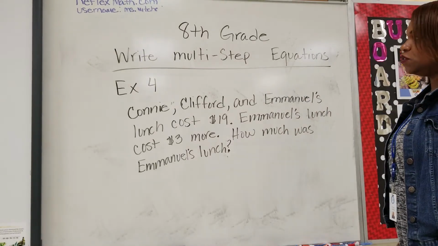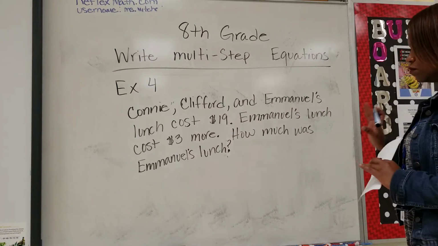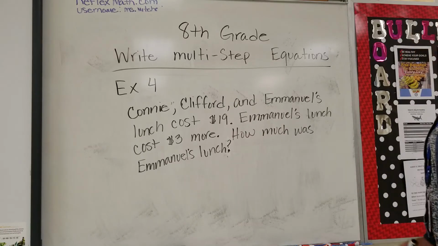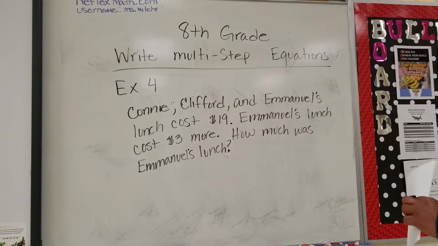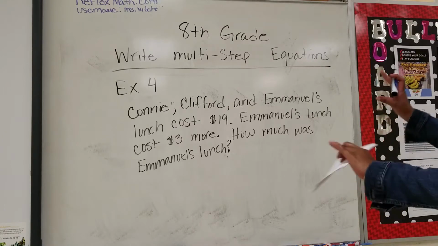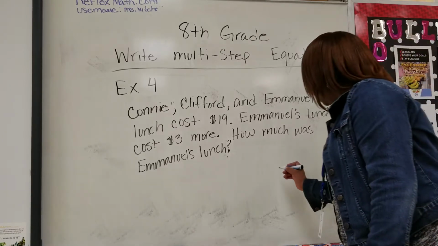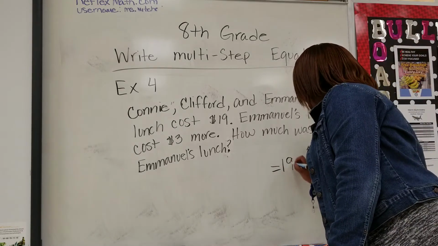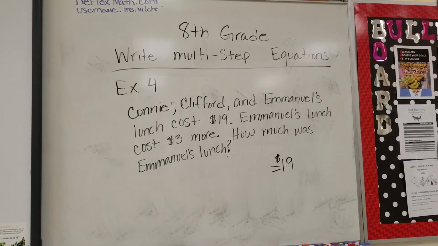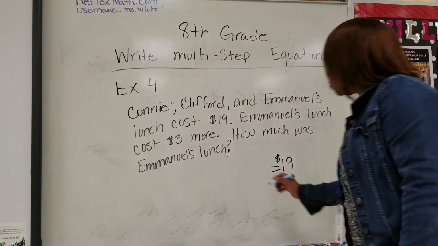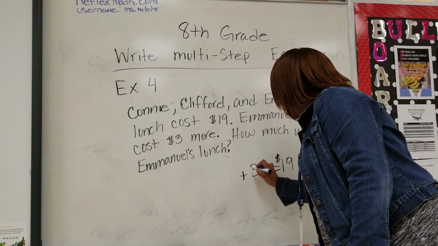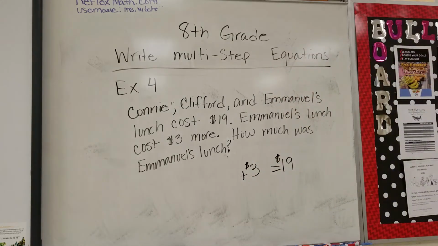All right, so first let's break this up. Connie, Clifford, and Emmanuel's lunch cost $19. So all of it together we know is $19. So Emmanuel's lunch costs $3 more. So we know that Emmanuel's lunch was $3 more. How much was Emmanuel's lunch?